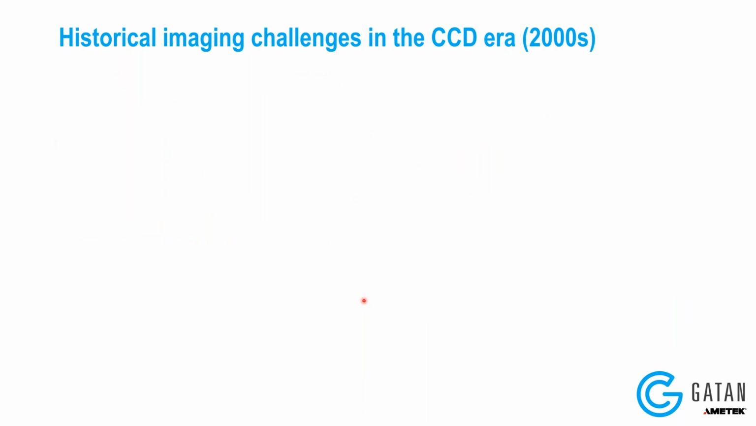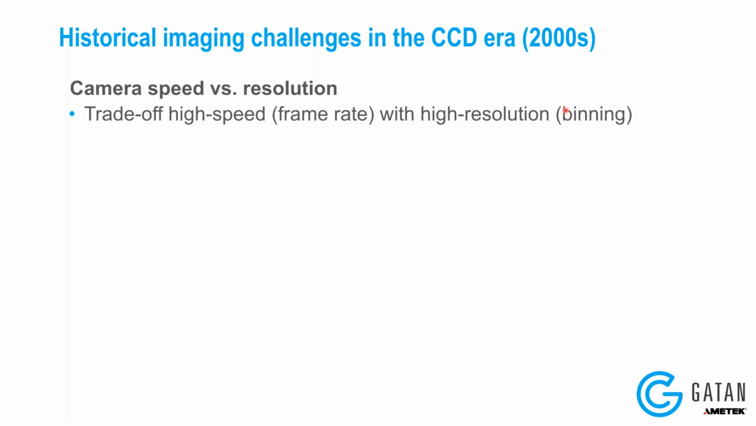And so back in the CCD era, which here I just generally label as the 2000s, there were a couple of challenges that people faced when using a CCD camera. One of them was the trade-off that you always had to make multiple times throughout your experiment of having a high frame rate with a low image size, or a large image size with a low frame rate. This meant that you could capture really nice high resolution images at frame rates that were far too slow to really move the sample around in. And I'll show some more numbers on this in the coming presentation.